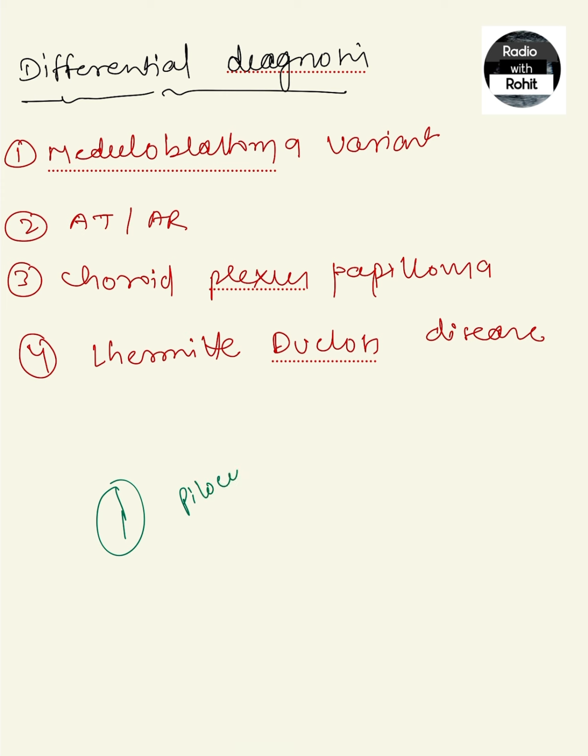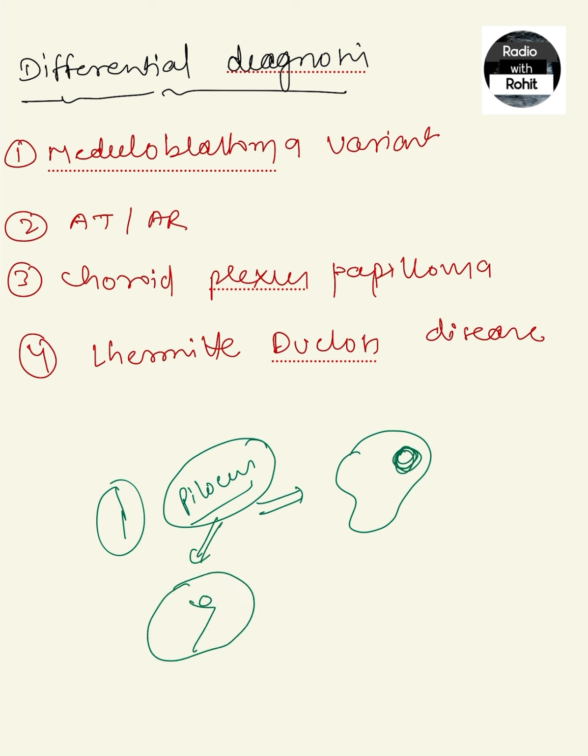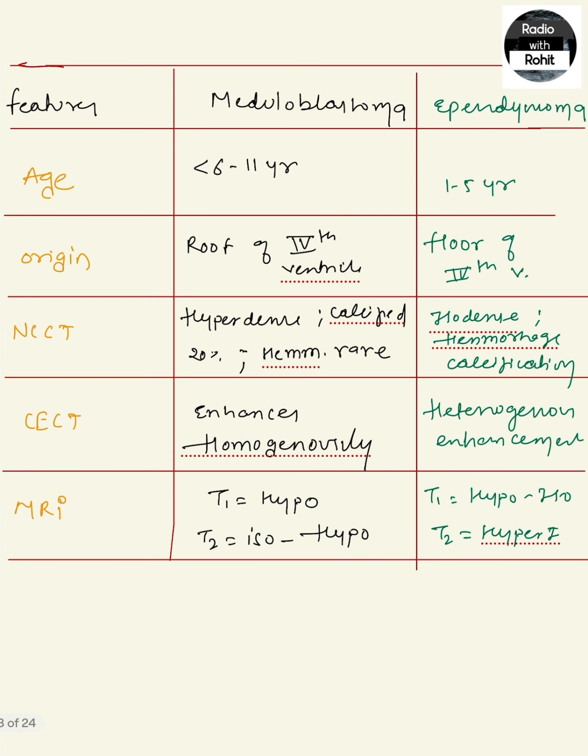So first one is our pilocytic astrocytoma. Pilocytic astrocytoma is mostly present within the parenchyma of the cerebellum, while our medulloblastoma is present on the roof of the fourth ventricle. So we can differentiate in both like this. But interesting thing that differentiation between the medulloblastoma and ependymoma is very interesting. So here are some features.